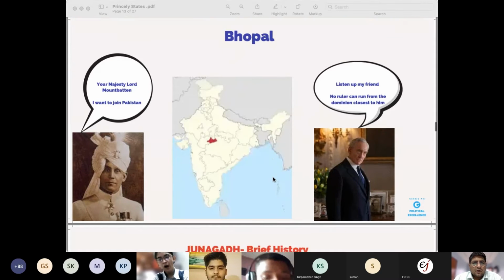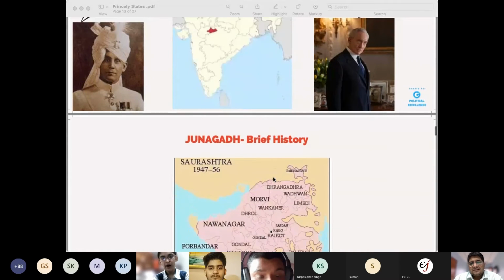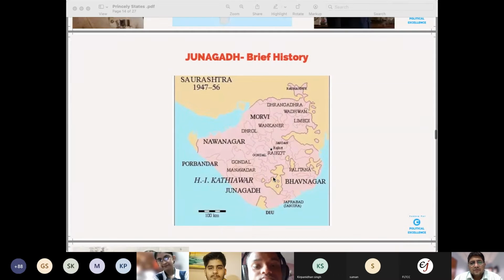Now we come to another princely state that is the focus of our discussion today, and that is Junagadh. Now, this is the map. If you can see, Junagadh is this area of Gujarat, as you can see on the map.